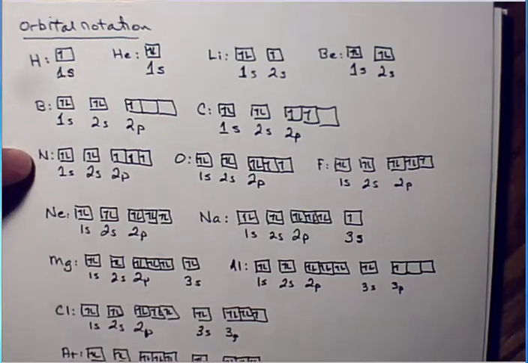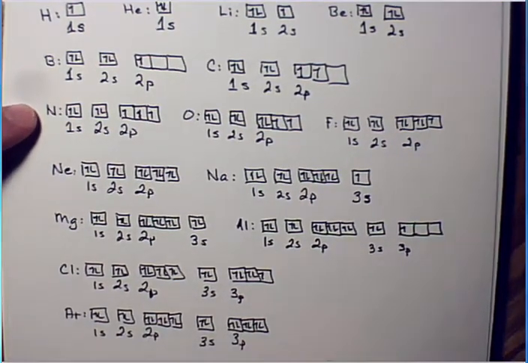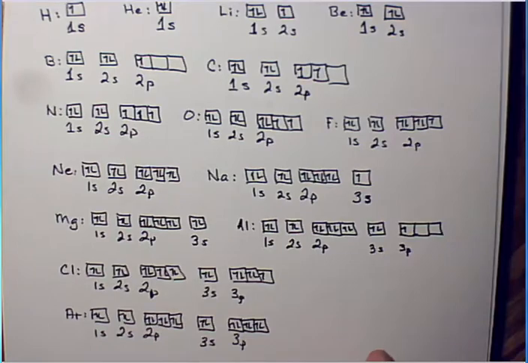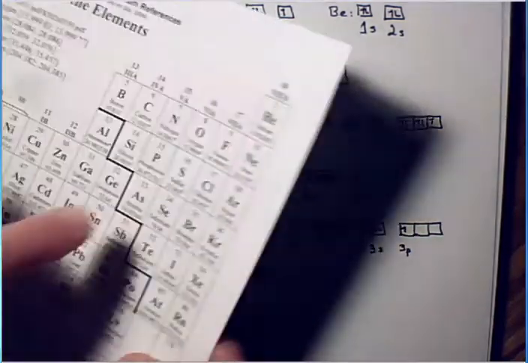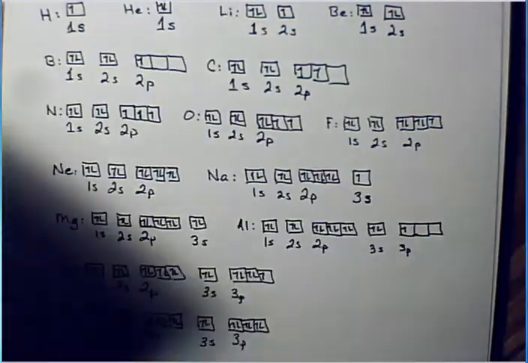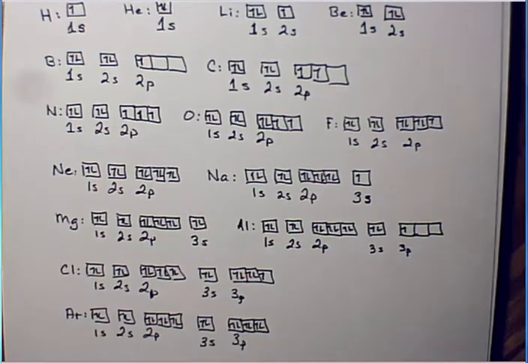All right. I've already done argon for you. I want you to notice something about all the elements in the last column of the periodic table here. Go ahead. What have you noticed? 3 boxes.